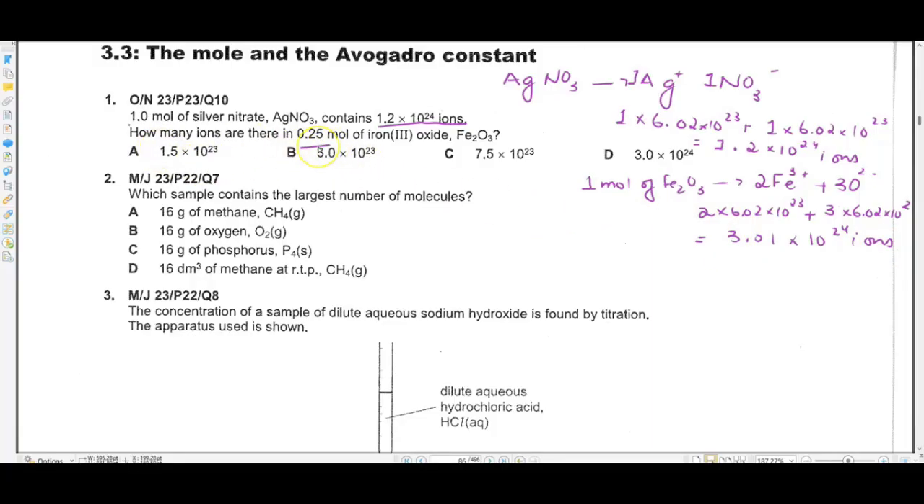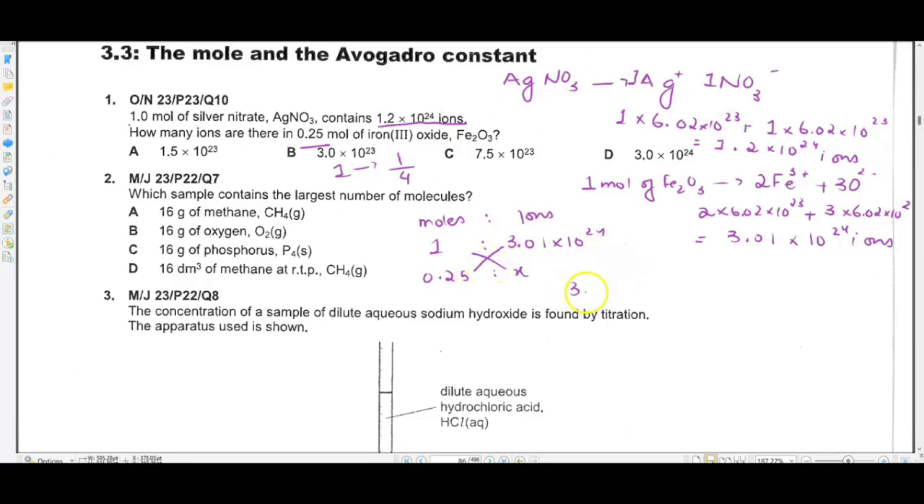They are asking us about 0.25 moles, which is a quarter of 1. Okay, now what we need to do is write moles over here and ions over here. When there is 1 mole, the ions that are present in Fe2O3 are 3.01 into 10 raised to the power 24. And when there are 0.25 moles, we don't know how many ions there are. So now we cross multiply these.